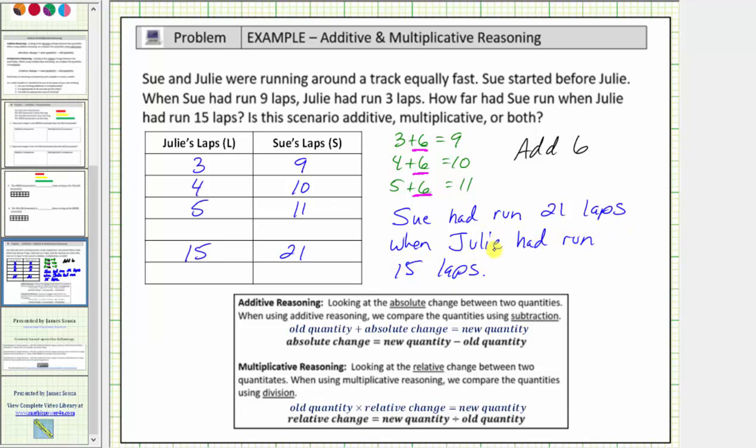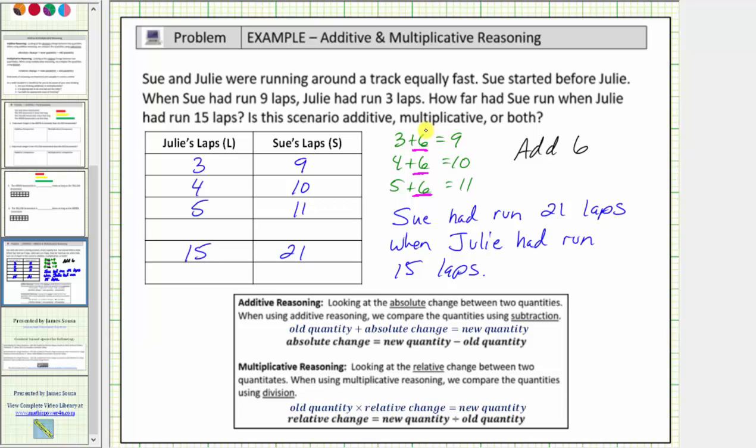Now the reasoning we used here is called additive reasoning. When we're using additive reasoning, we take the old quantity, which in this case would be the number of laps Julie had run, and we add the absolute change to determine the new quantity, or in this case, the number of laps Sue had run. So here the absolute change is 6 because we add 6 each time to get the number of laps that Sue had run. And notice how this pattern or process holds true regardless of how many laps Julie had run.